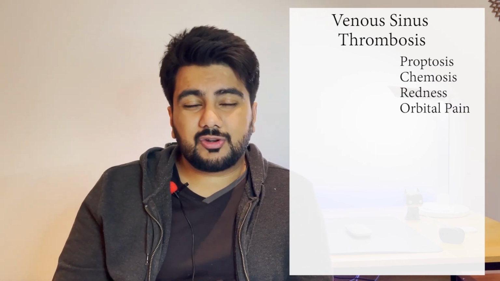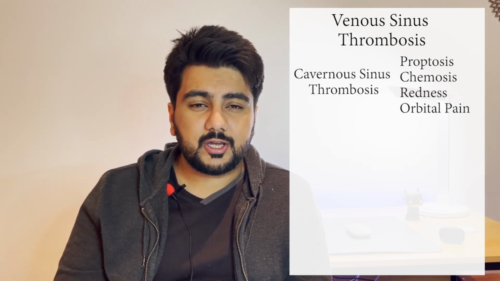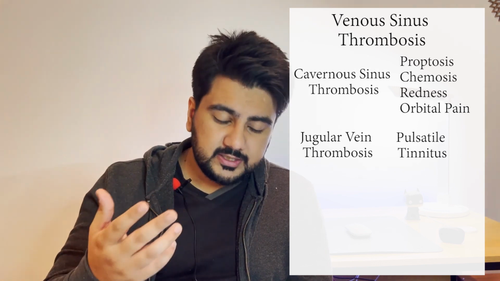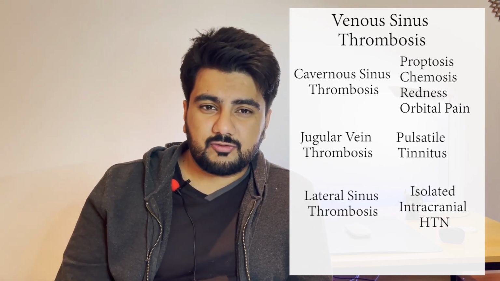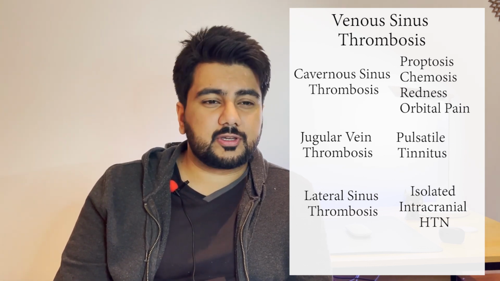If there is chemosis, proptosis, orbital pain, and subconjunctival injection, you're looking at cavernous sinus thrombosis. If there is pulsatile tinnitus, you are looking at jugular vein thrombosis. If there is isolated hypertension syndrome, you're looking at an isolated lateral sinus thrombosis. If you're looking at seizures or a focal neurologic deficit, this is most likely to be a sagittal sinus thrombosis.